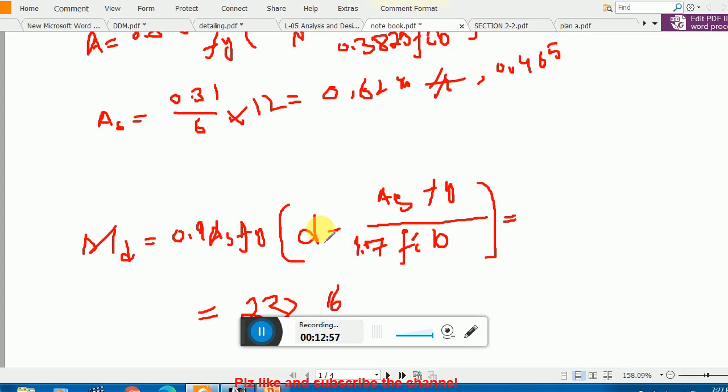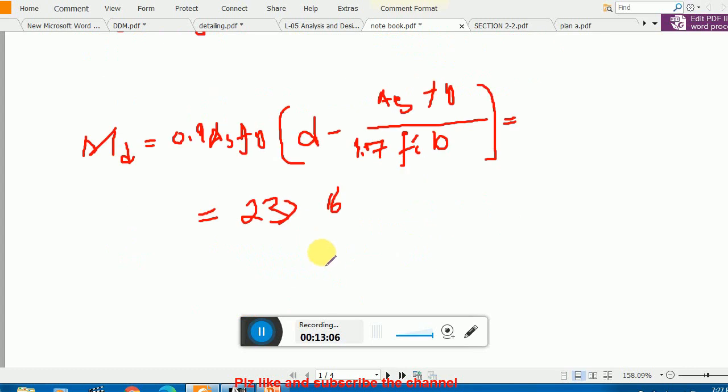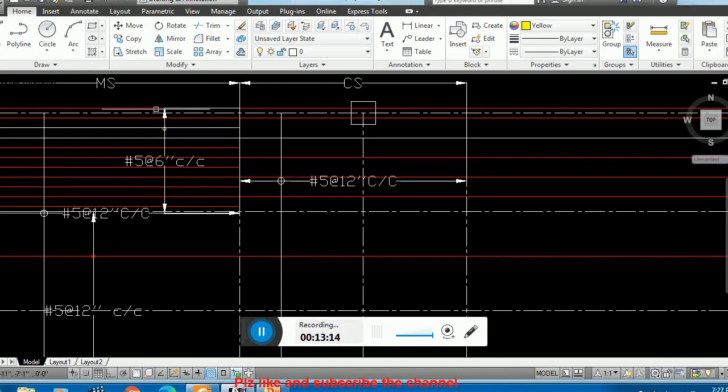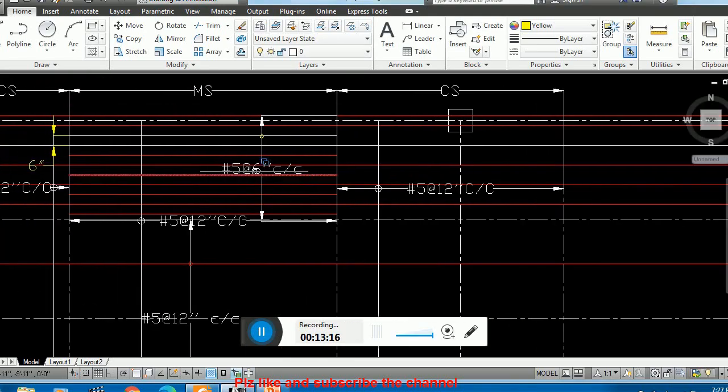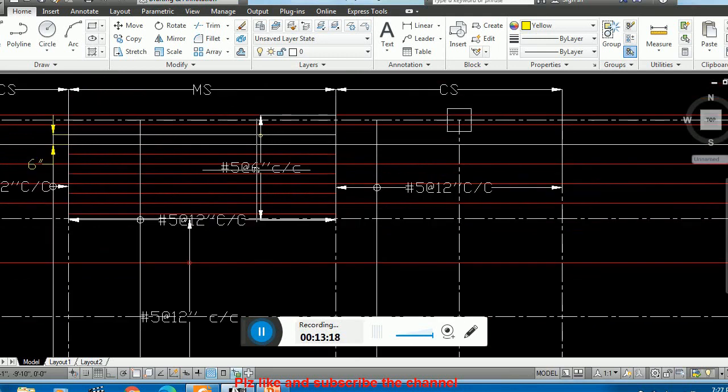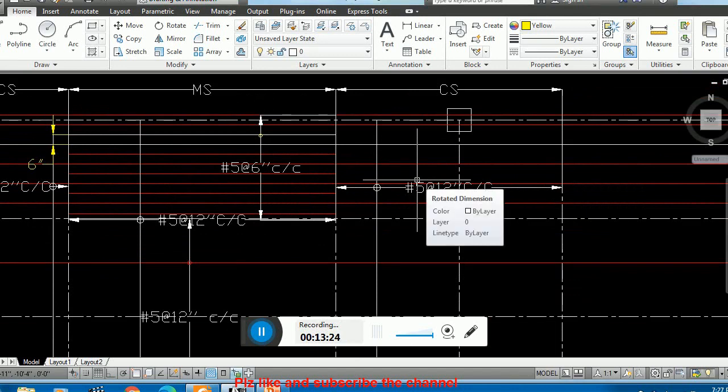Okay, 0.465, I got the moment 217 divided by 12, so 18 kip-inch. This is very interesting. 18 kip-inch, which is greater than 16. So this means that I can change this reinforcement to 8 inch, and then this reinforcement will be 16 inch center to center. So this is how you can make an economical design.